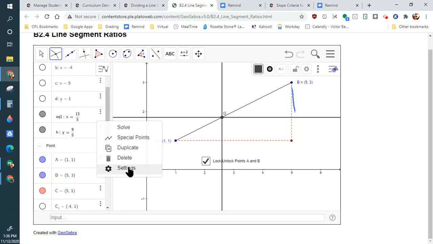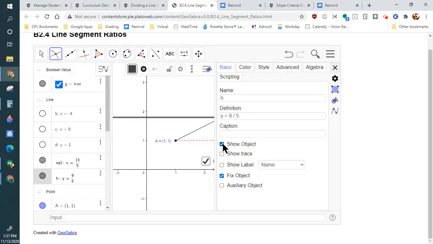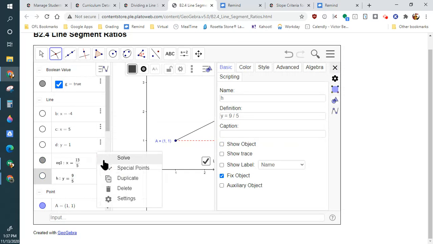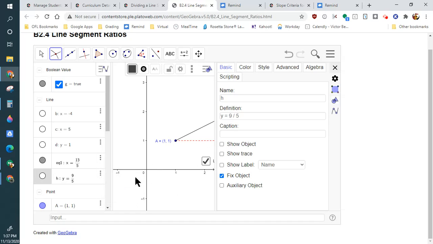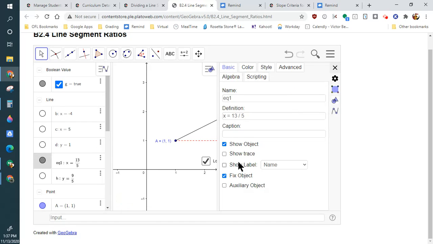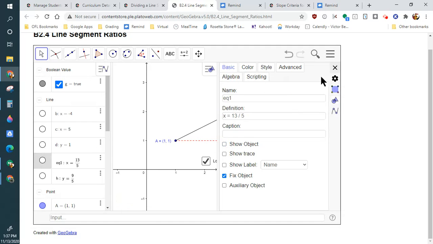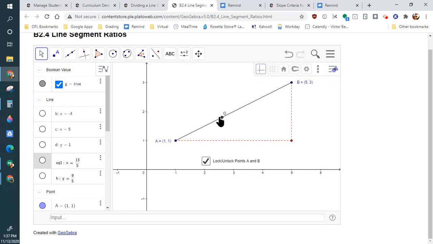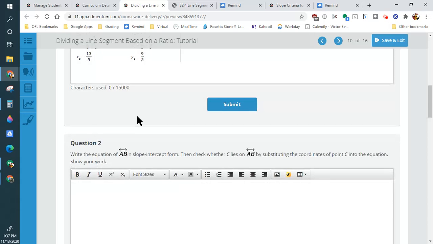Settings, hide object. Go to this one, settings. Oh, I have to exit this first. Settings, hide that object. But my point of intersection should still show. So there's my point. That's going to be my point right there.